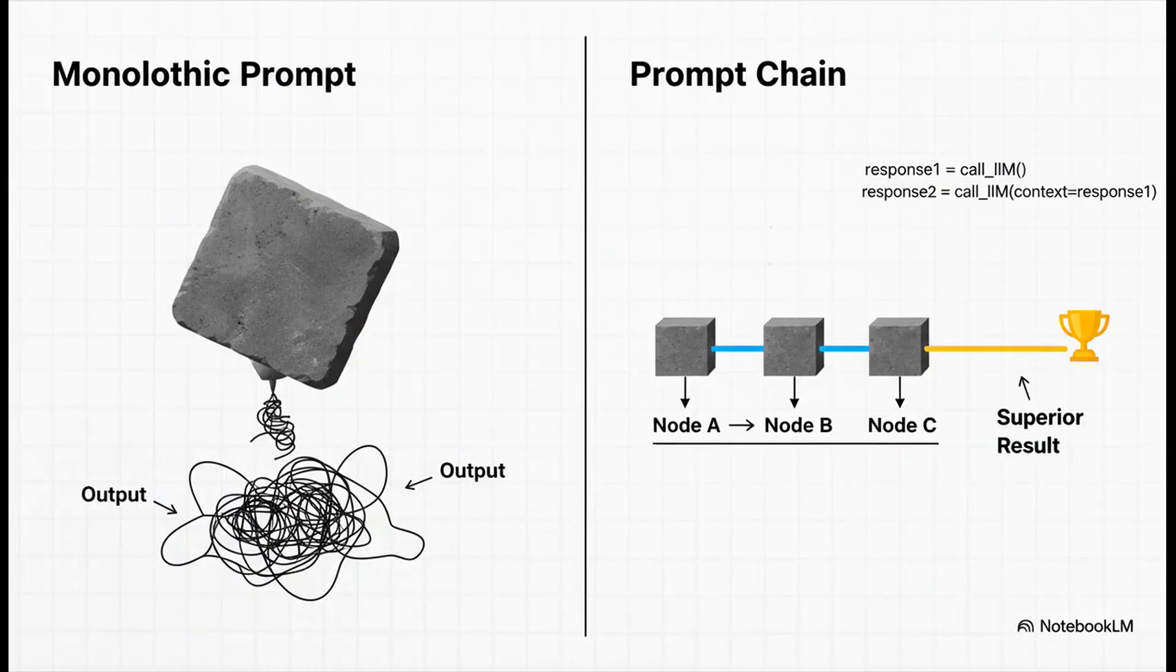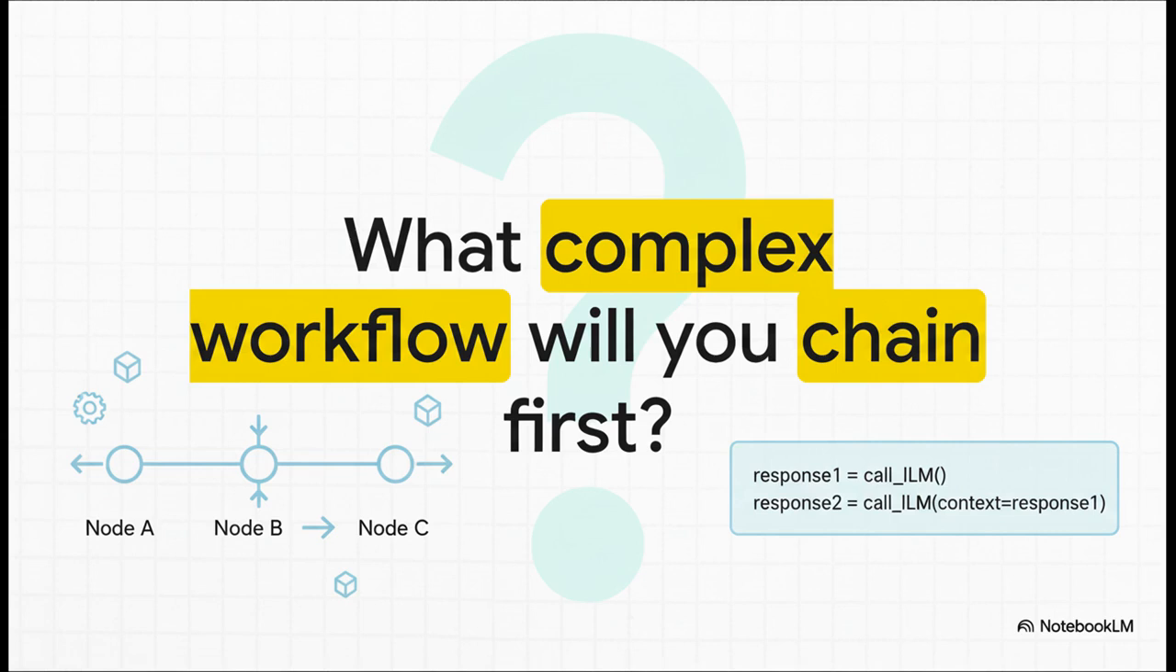So if there's one thing to take away from all this, it's this. By decomposing your complex tasks into a chain of simple, reliable steps, you are going to achieve far superior results. This isn't just about writing better prompts. This is about architecting intelligent, predictable systems. And that brings us to a final thought for you to take back to your own projects. Think about the most complex, multi-step tasks that you're currently trying to automate. What's the first workflow that you're going to break down in a chain?